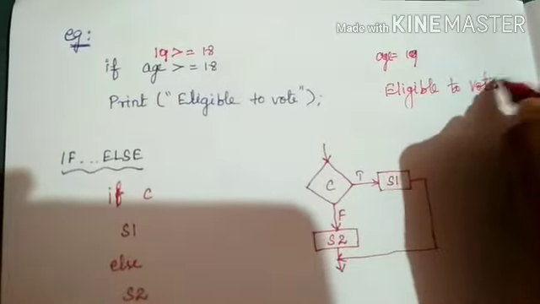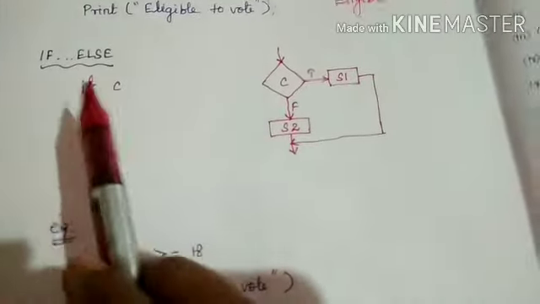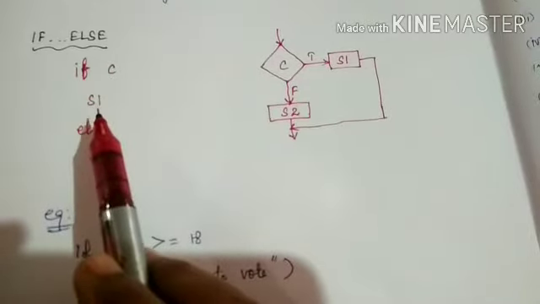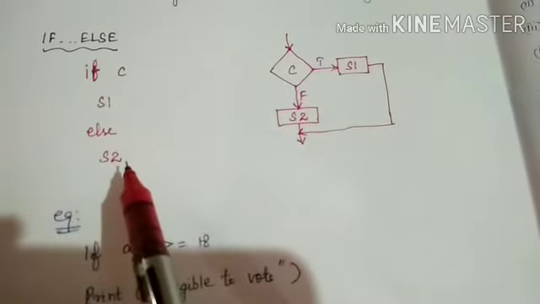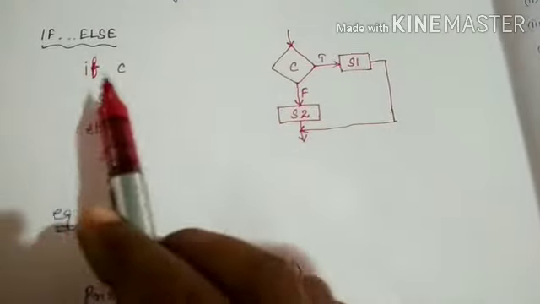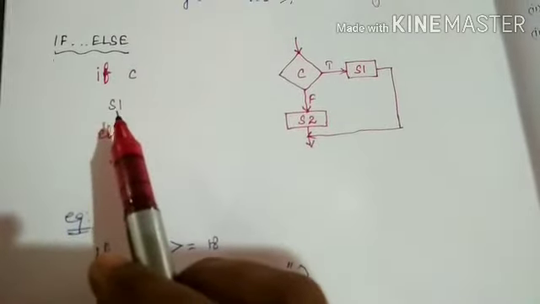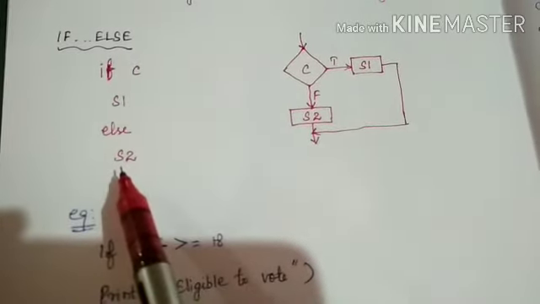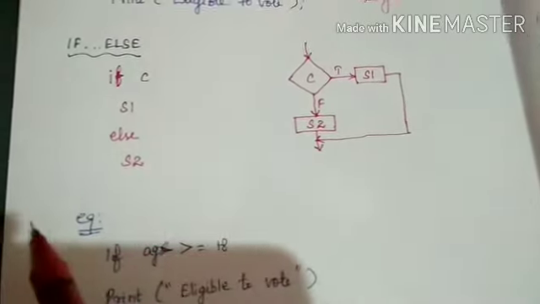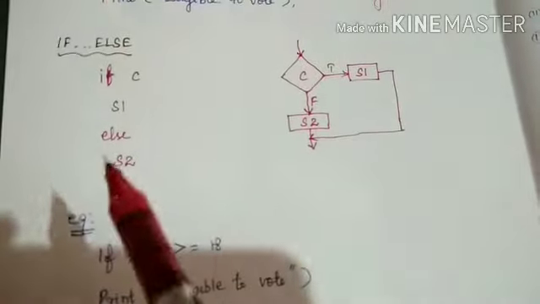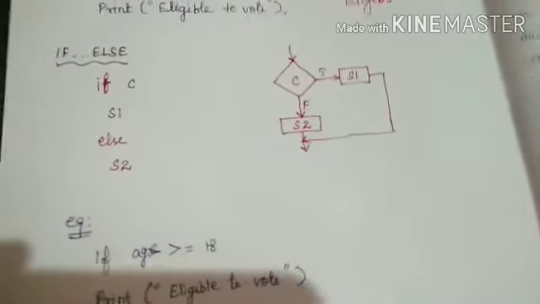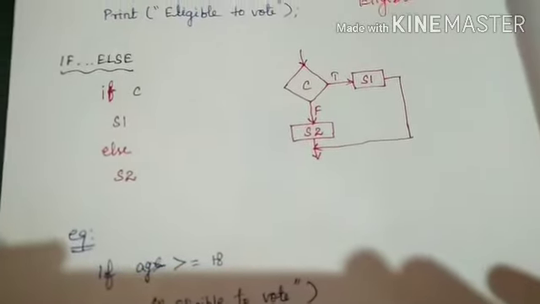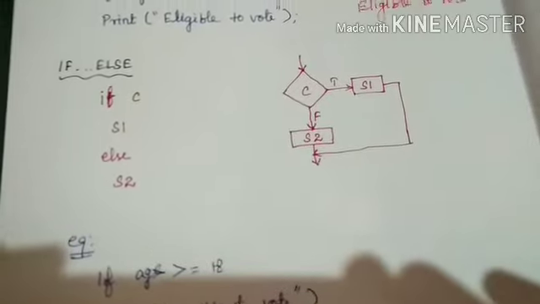The next concept is if-else statement. The format of if-else is: if condition, statement 1, else statement 2. Here the process is, if the condition is true, statement 1 is executed. If the condition is false, statement 2 is executed, that is, the else part is executed. This is the difference between if and if-else statements. In this statement, only one process is executed, that is either S1 or S2.